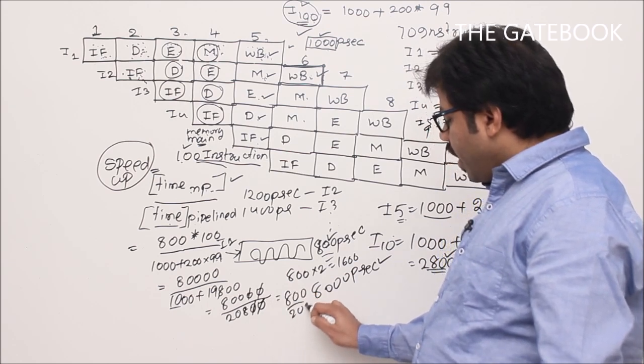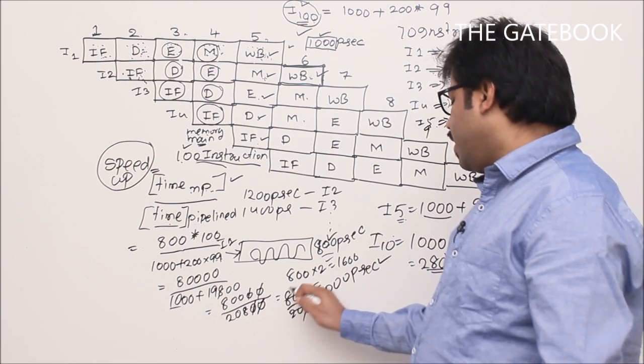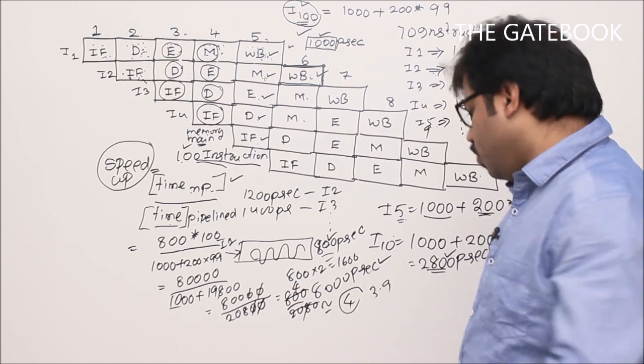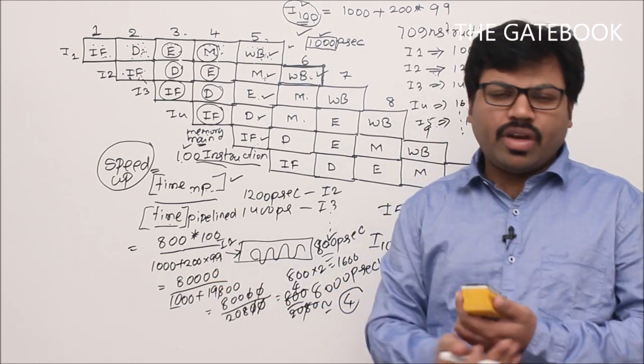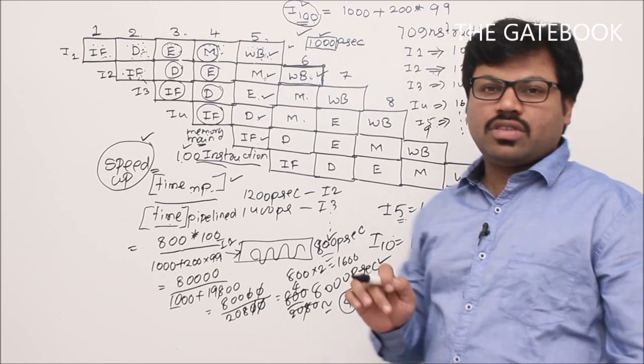If I approximate it, in the place of 208 if I take 200, it will be 800 by 200, which is nothing but 4, right? Otherwise you get something like 3.9, you have to calculate and check. Finally, the performance improvement through speed up is 4 times, fourfold.